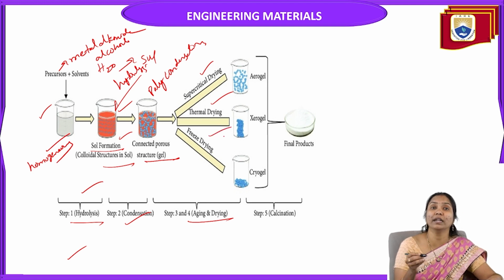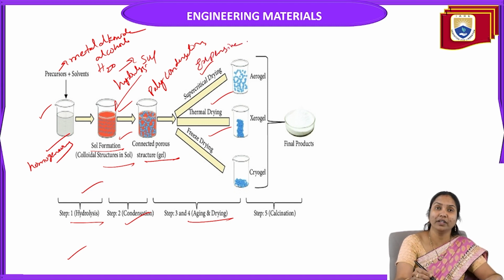In supercritical drying, the gel is heated at the supercritical temperature point. For this purpose we are using some special equipment. It is very expensive, but we get the correct size, particle size and shape of the nanoparticles obtained in this method, supercritical drying. But it is very expensive, that's why it is less preferred. In this case, the product is called aerogel.